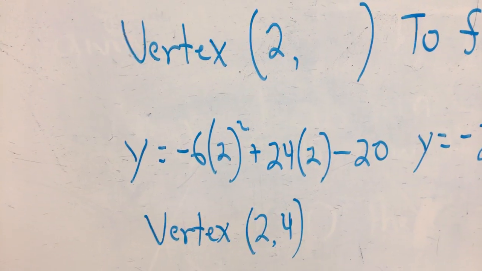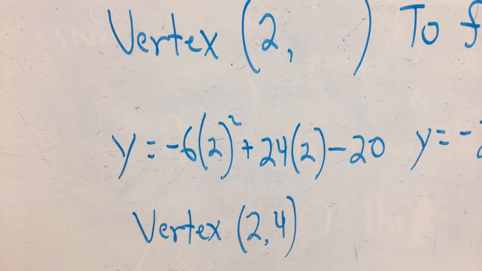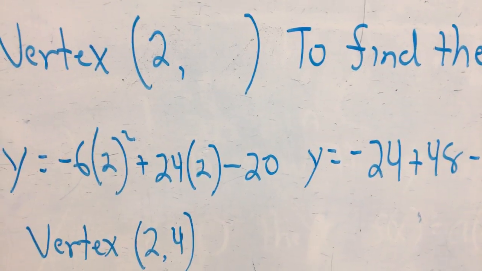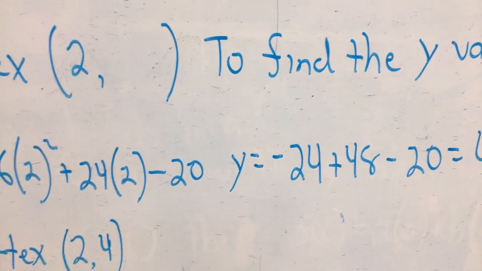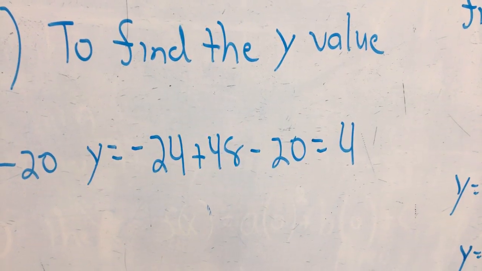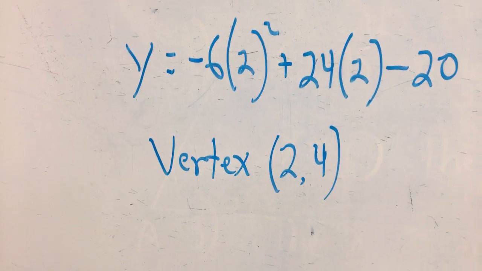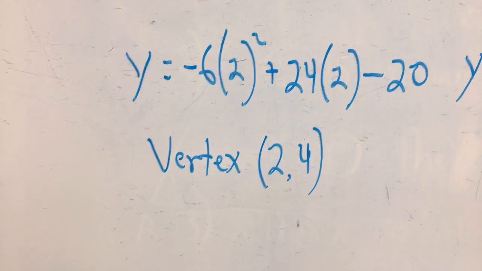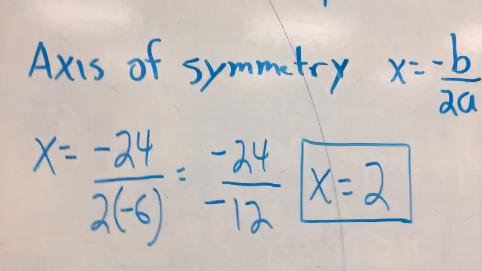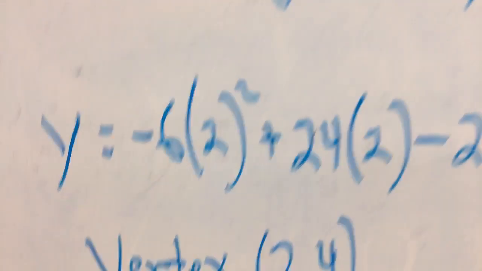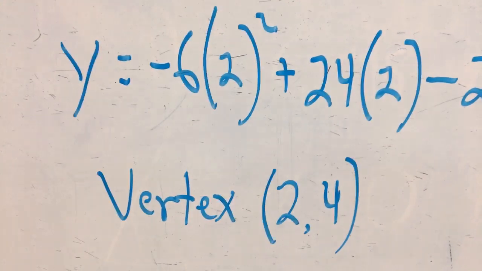Now put the x value in. You know what x is. Put it in there and find a corresponding value of y. So 2 squared, and then I put the 2 in front of the 24, and I take 20 away from it, and I do some arithmetic, and lo and behold, y is equal to 4. So the vertex is at 2, 4. There's your vertex. There's your axis of symmetry. Remember, axis of symmetry, x value of vertex, one and the same.